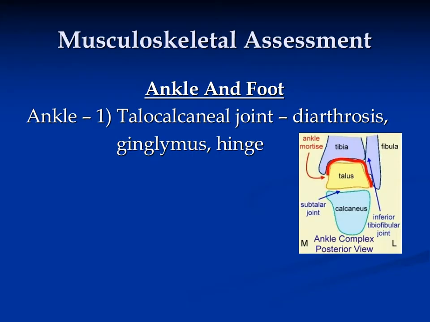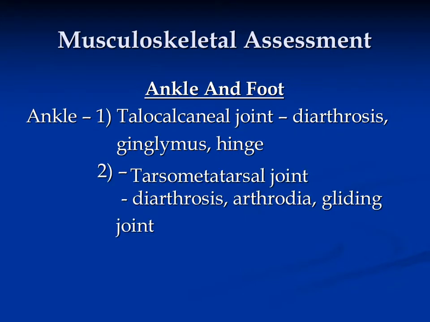The ankle is comprised of the talocalcaneal joint, which is a diarthrosis, a ginglymus, or hinge joint, and the tarsometatarsal joint, which is a diarthrosis, arthrodia, or gliding joint.